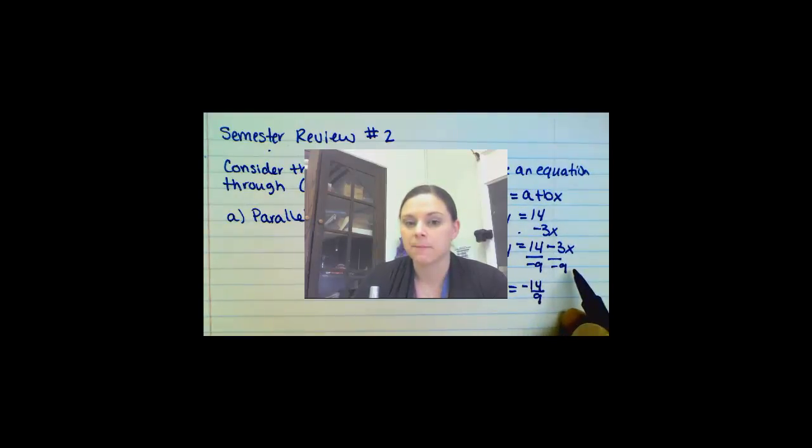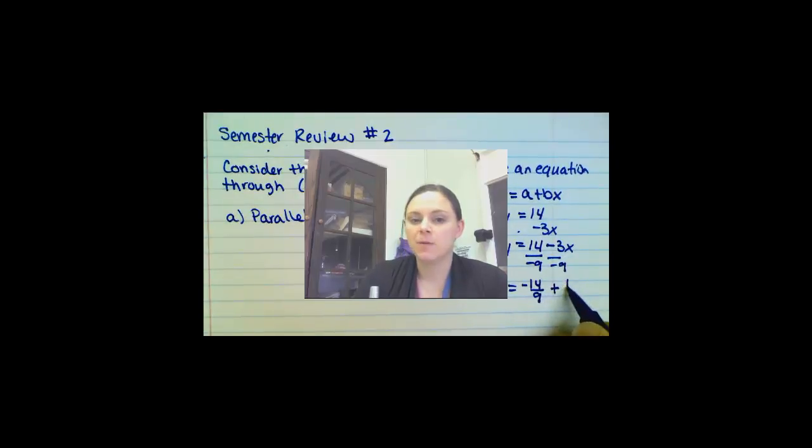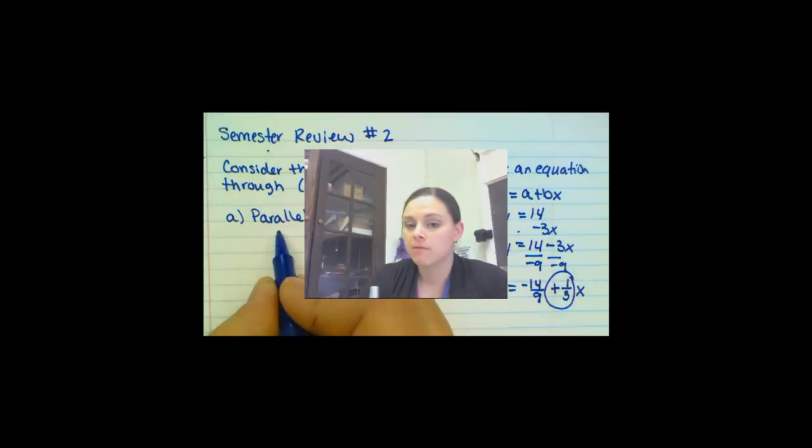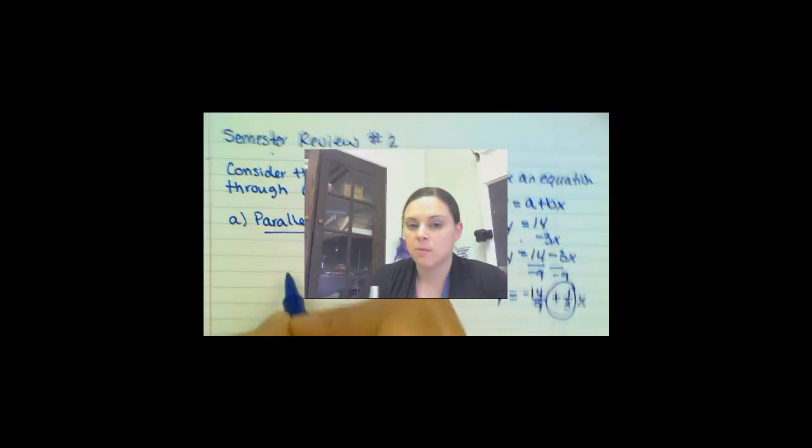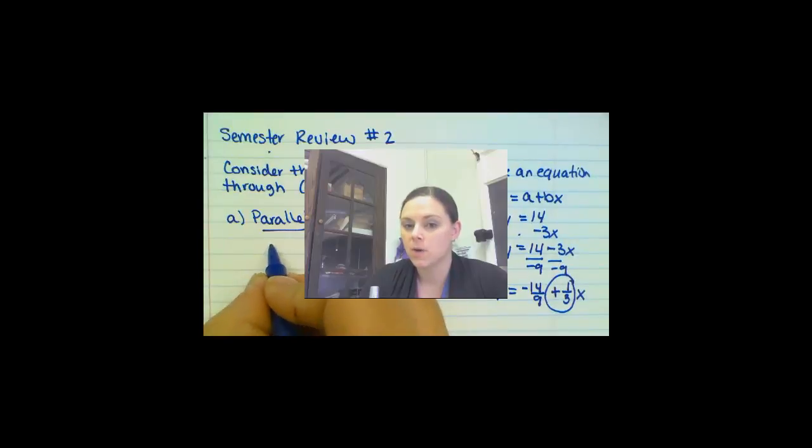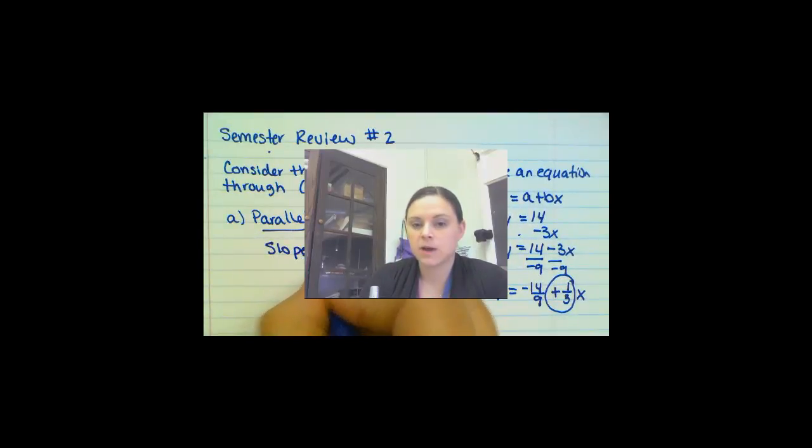So when I go back to part A, again, if two lines are parallel, the slopes are going to be the same. So I know the slope of my line is going to be 1/3, and it needs to go through the point (2, negative 5). There are a few different ways we can write the equation. We can write one in slope-intercept form, and we can also write it using point-slope form. Since we're given a point and a slope, that might be easier.